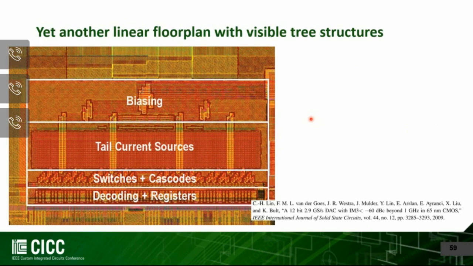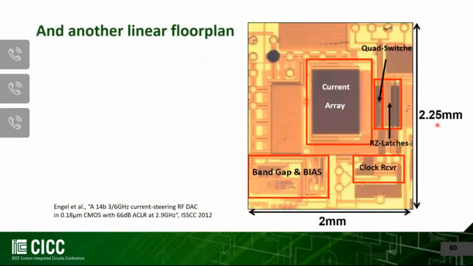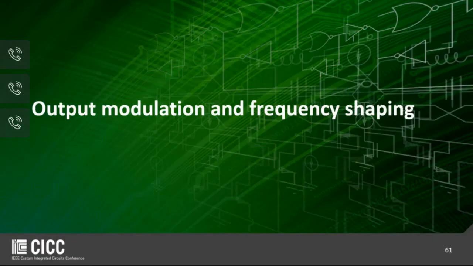And here is a Broadcom DAC using again a linear floor plan and showing various trees. Here you can see a tree. This is another ADI DAC showing the linear array, the output rails, the latches, and the switches are on the opposite side. Let's change topic altogether now.